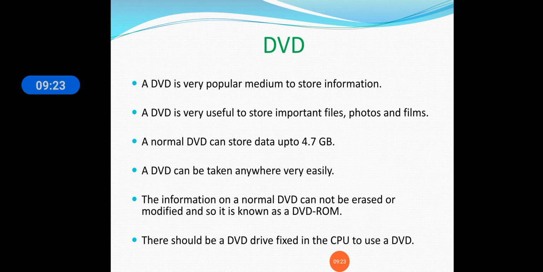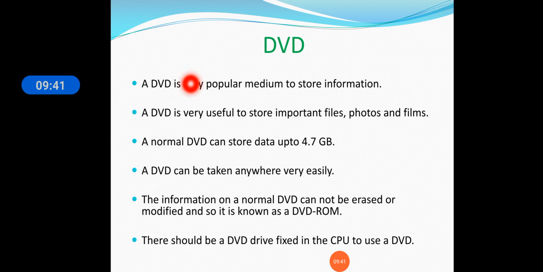Next you can see the picture. This is the picture of a DVD. All are familiar with this DVD, right? All are using this at home. We are using it to see films, for games, and also for marriage functions we are preparing this DVD. A DVD is a very popular medium to store information. A DVD is very useful to store important files, photos and films. A normal DVD can store data up to 4.7 GB.